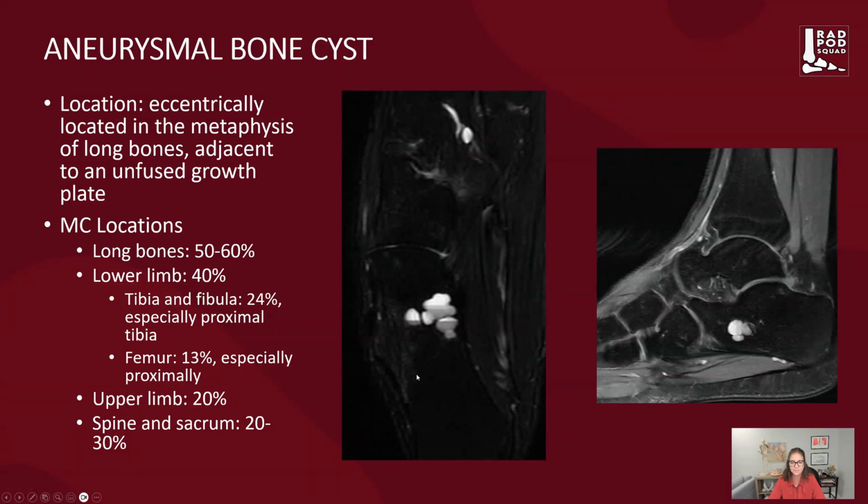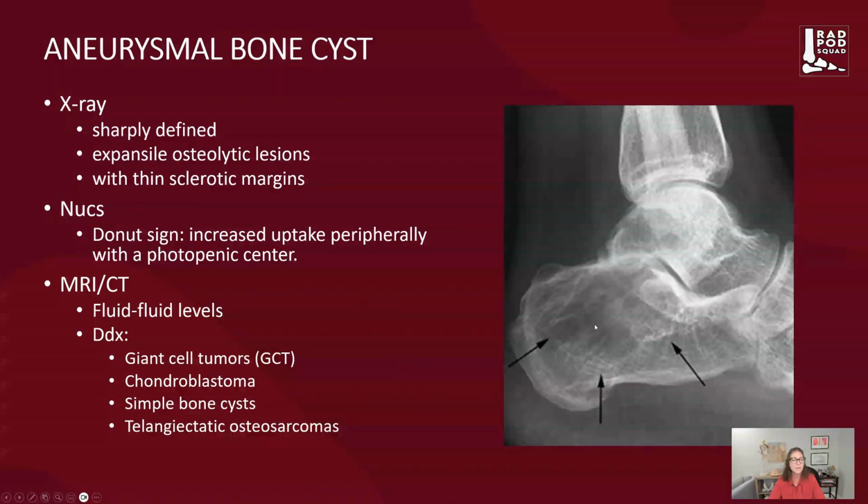You can see here, on an aneurysmal bone cyst, X-ray can be sharply defined. There can be an expansile osteolytic lesion or thin sclerotic margin. You can have the donut sign where you have increased uptake peripherally with a photopenic center when you're looking at nuclear medicine. On MRI and CT, we're looking for fluid levels, and the differential diagnosis of when we see fluid levels means that the patient may have a giant cell tumor, a chondroblastoma, a simple bone cyst, or even telangiectatic carcinoma, because all of these lesions are noted to masquerade and go around with aneurysmal bone cysts.